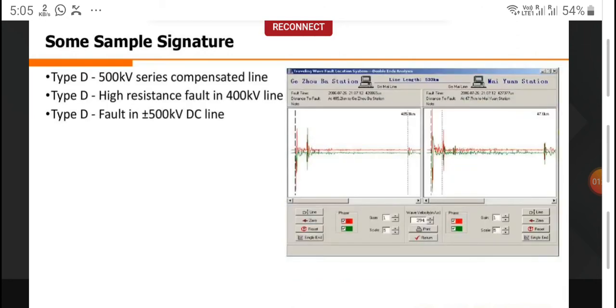Now the third one is the fault in your 500 kV HVDC line. Here also the same depiction is there, the length is there, then you have got your distance from the subsequent substations.